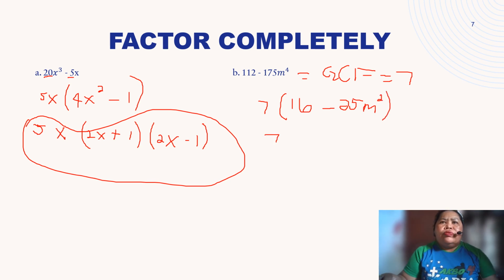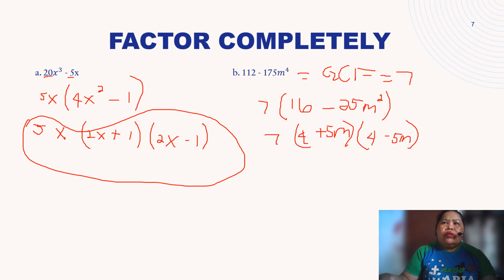And then we have 7, then let us factor this. Okay, so of course, 16 is a perfect square, so there we have 4. And for 25m to the fourth, it's also a perfect square, so we have 5m squared. So 4 plus 5m squared, 4 minus 5m squared. Okay, that's it.